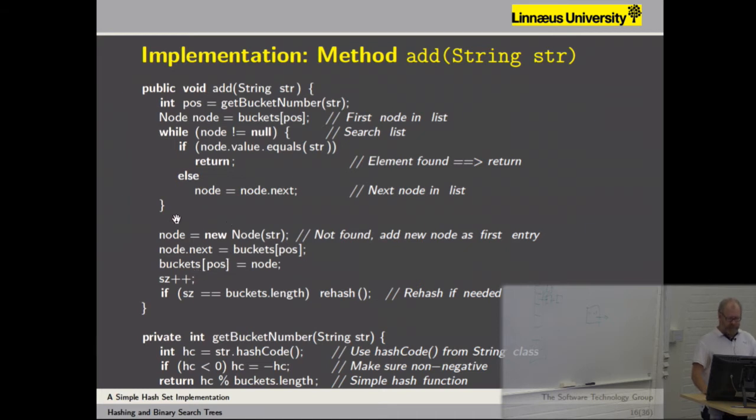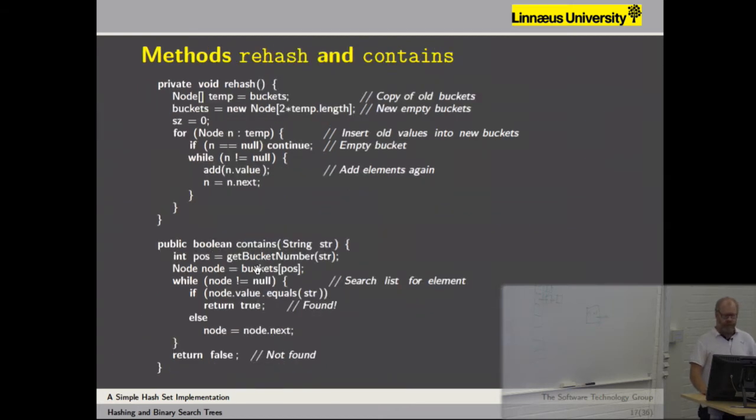Once in a while, I have added an element here, and the last thing I do is I ask, is the size equal to bucket length? In that case, we start to have the same number of elements as the number of buckets, and it's time to grow. We use the same approach as we used for the array list. We are making an array which is twice as long, and then we are reinserting the elements into this one. So that means rehash if needed. We make a new bucket array twice as long as the previous one. We iterate over all elements in the old one and insert them into the new one. And then we are done. Then we have grown and our hash set can now work with twice as many elements.